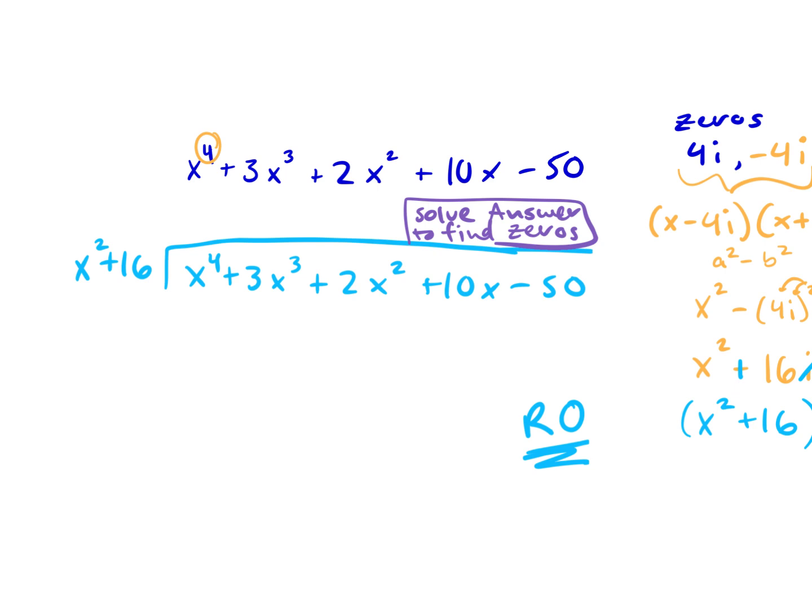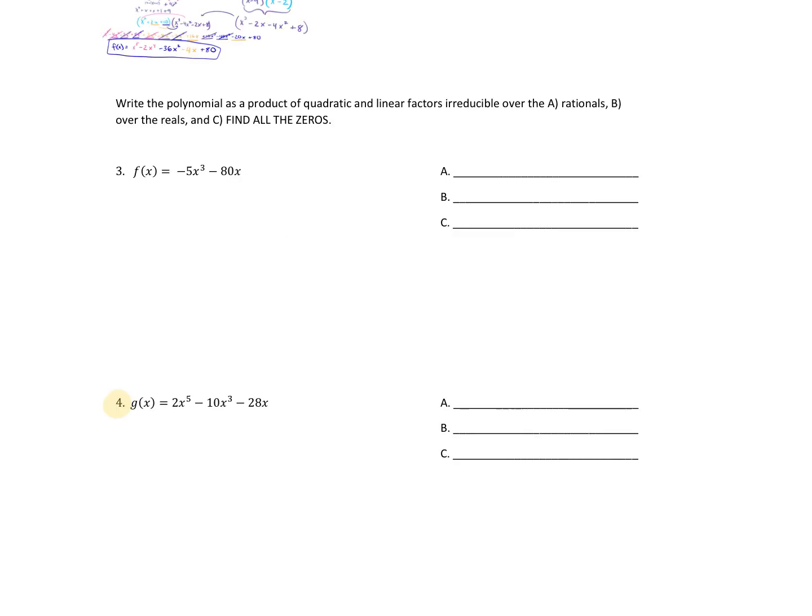So there's nothing like this on the review, but you will see something like this on the test. So go back to the homework, go back to the notes, practice these questions. Again, if you finish working this out, it's not going to work out because I made these numbers up, but practice one from the homework. For 3 and 4, it says write the polynomial as a product of quadratic and linear factors irreducible over the rationals and irreducible over the reals. Find all the zeros.